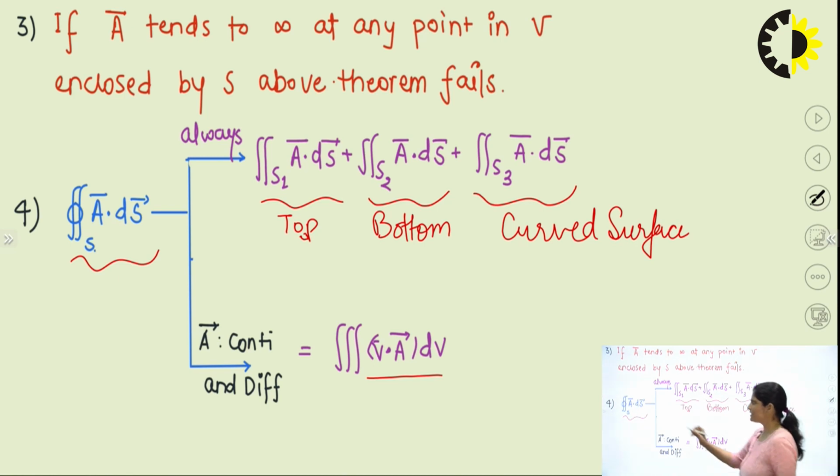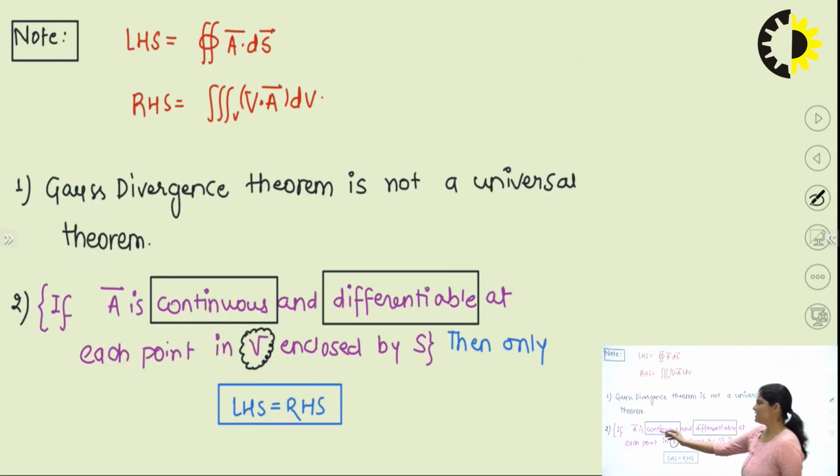So first we can find that this should be equal to this one plus this one plus this one, while you are considering the case of top, bottom and curved surface. Now if your vector is continuous and differentiable, then you can find it by using this formula, and both are the same. When this condition is verified, only then can you say LHS is equal to RHS.